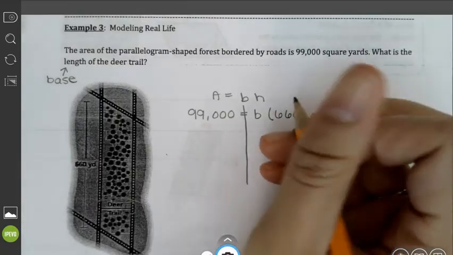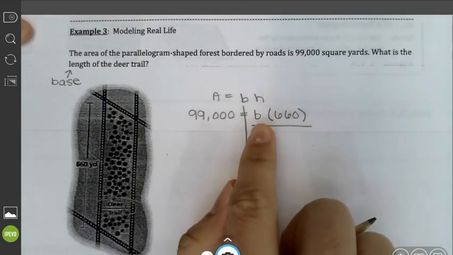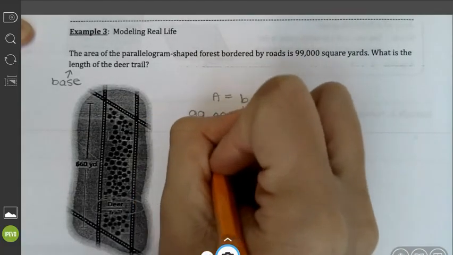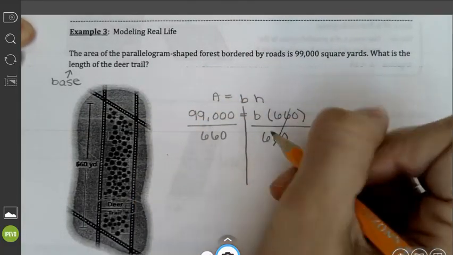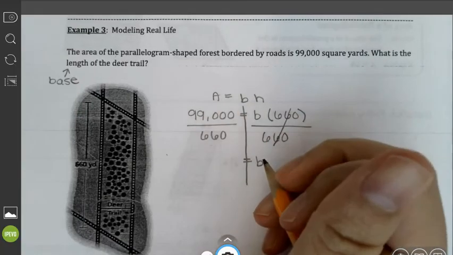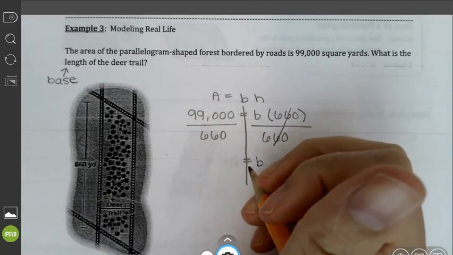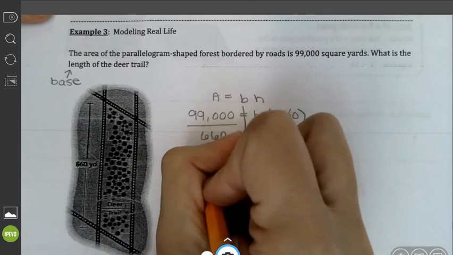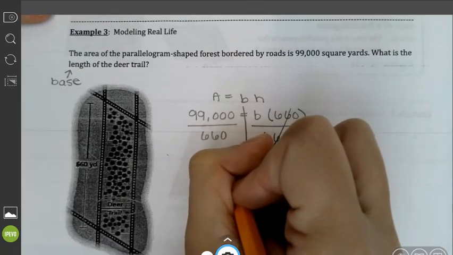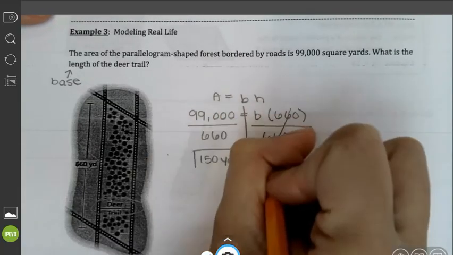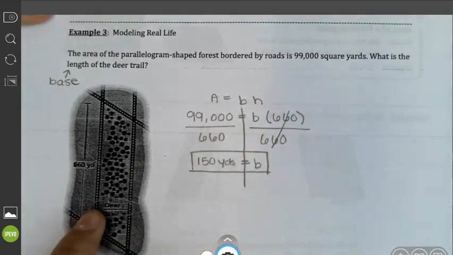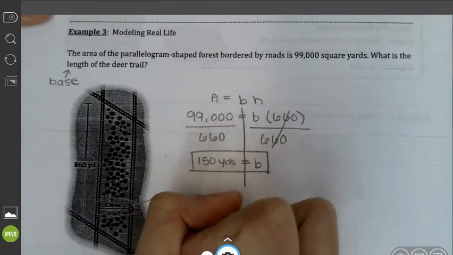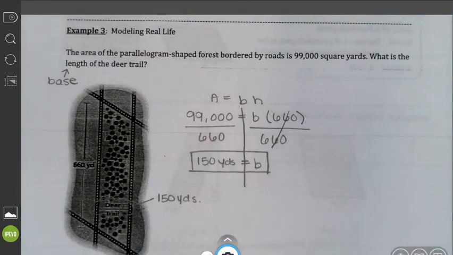Now we solve. I see multiplication between those two terms, so I will divide by 660 on both sides. Those will cancel, and that leaves me with B equals 99,000 divided by 660 gives me 150, and I label it yards, not yards squared, because this is just a length. This is not an area. This is representing 150 yards for the length.